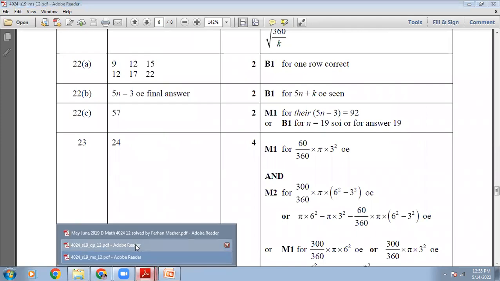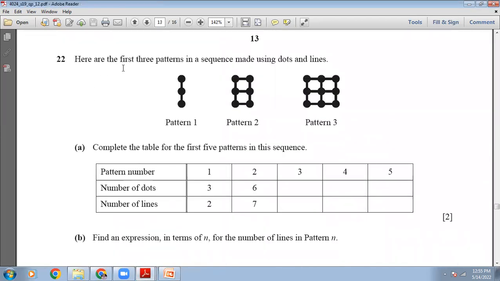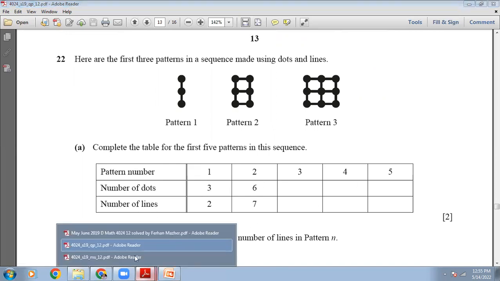Okay, so we are going to the next question. The next question is question number 22. Here are the first 3 patterns in a sequence made using dots and lines. You can see this pattern, 3 dots. Here you have increased 1 line more, and here you have made 3 lines, then you will make 4 lines, then you will make 5 lines. So you have to count the dots, and you also have to count the lines, and you have to fill this table.